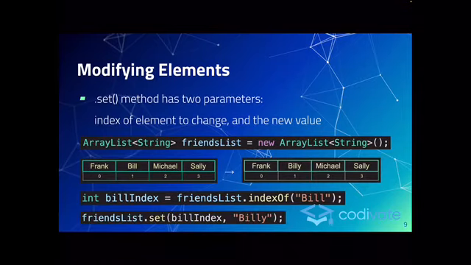Now if we set billIndex to Billy, we will essentially be replacing Bill with Billy. This is what you can see by the following arrow. You can see at index 1, we initially had Bill. Then we got the index, so billIndex was set to 1, and then we set friendsList at index 1 to Billy. So we set friendsList at billIndex, which was 1, to Billy. So you can see that it changed from Bill to Billy in the array list.